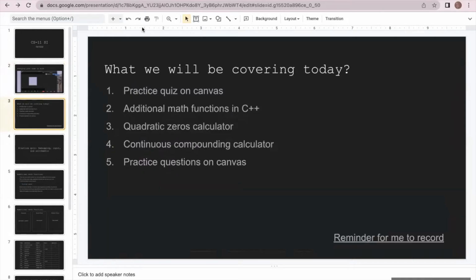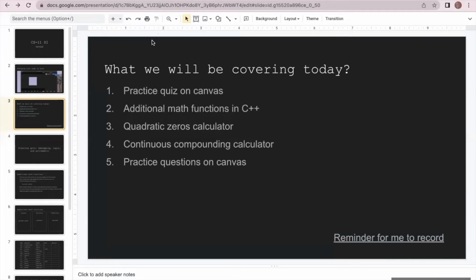Today what we're planning on covering is I made a practice quiz for you guys on Canvas, and if you were here for the last one, basically what we did is I had questions and I wrote A, B, and C next to them, and then you guys would give me an answer and we'd discuss why the answer was the way it was. Then we'll go into the additional math functions that are in the C math library, and then we'll do 2 practice programs with those, one that calculates quadratic roots and the other one for a continuous compounding calculator. And then I also made some practice questions on Canvas if you did want extra practice.